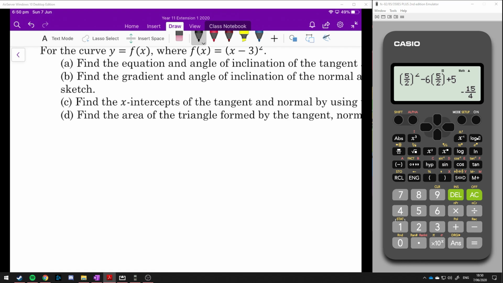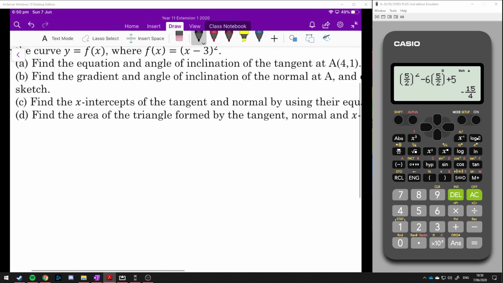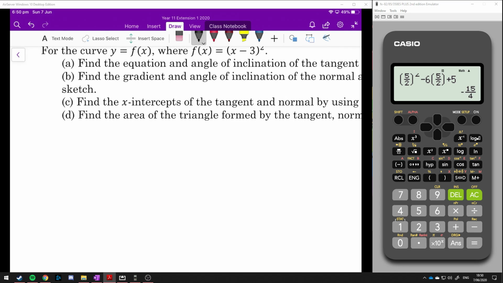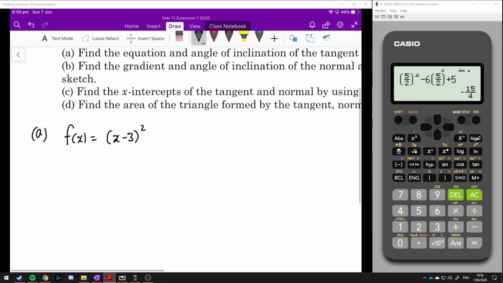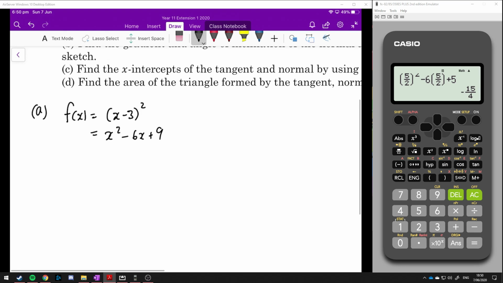So part A is to find the equation and angle of inclination of the tangent at A. We're already used to this. We've got our function, x minus 3 all squared. What we're going to do is just expand this out. I'm going to get x squared minus 6x plus 9. So a nice and easy function to work with. Now we're going to take the derivative of this function, so that's going to be 2x minus 6.